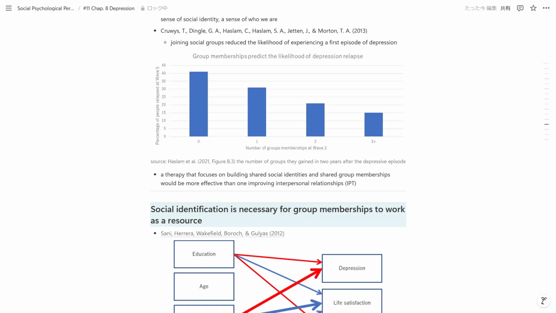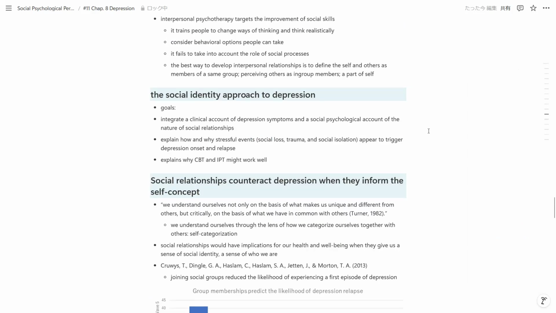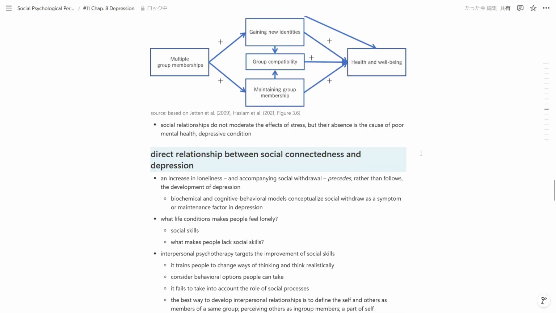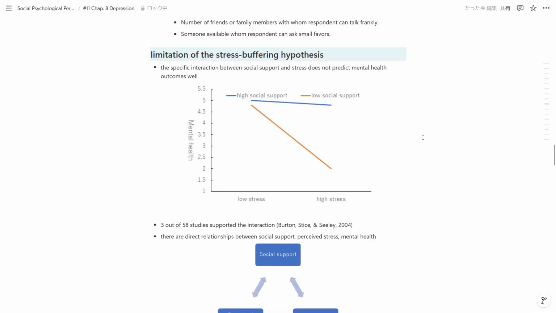In the last lectures, I talked about how social identities can help individuals reduce depressive symptoms. One of the mechanisms by which social identity can help reduce depression is social support. In the previous literature, social support was proposed to function to help individuals reduce depressive symptoms. But past research has not well supported this idea.